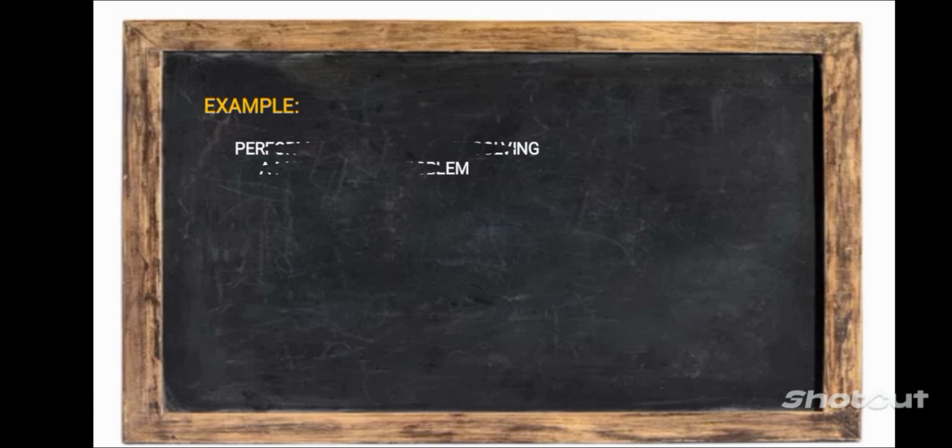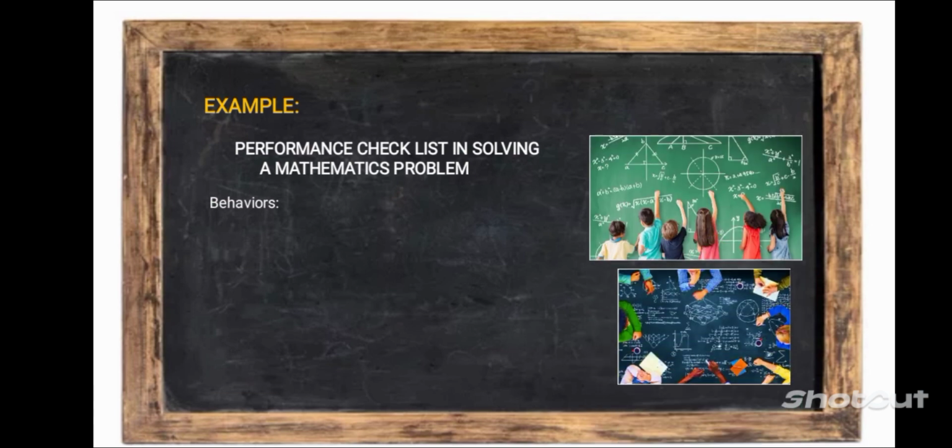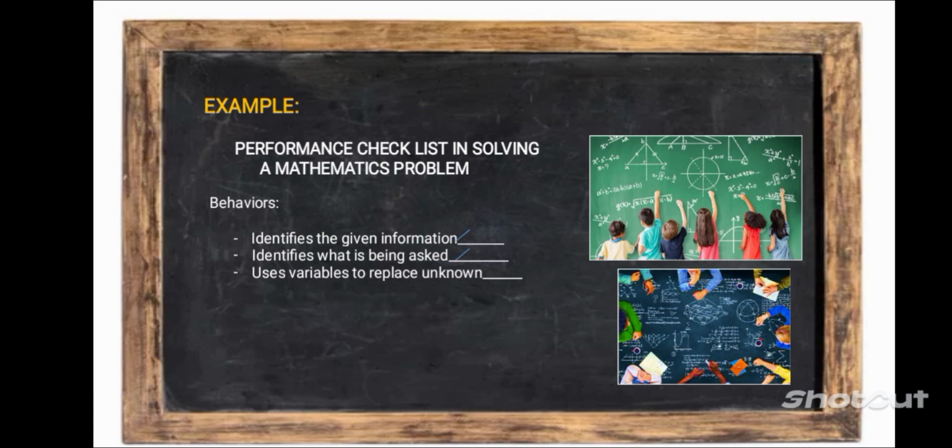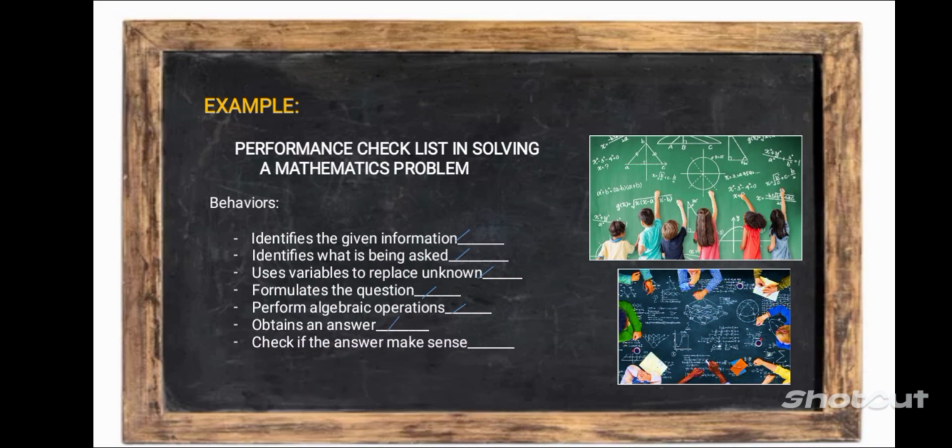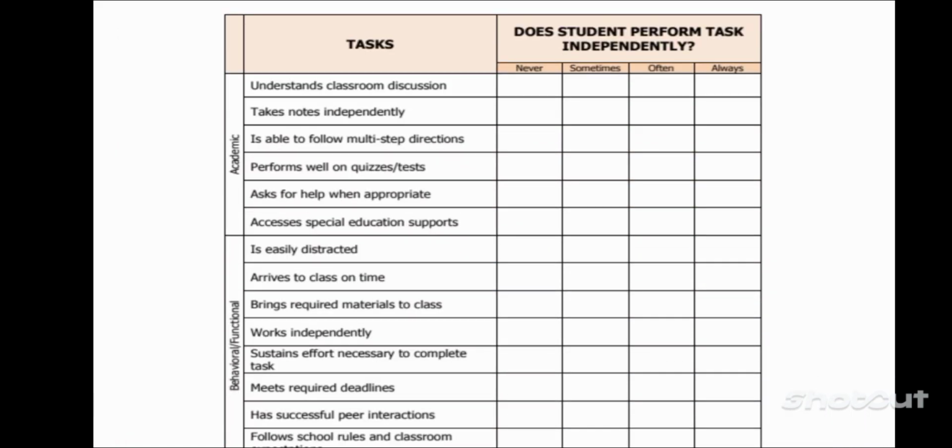An example of this is a performance checklist in solving a mathematics problem. The behaviors are: the student identifies the given information, identifies what is being asked, uses variables to replace a known, formulates the equation, performs algebraic operations, obtains an answer, and checks if the answer makes sense. So, this is an example of a performance test. Here is the given example. So, this is one of the examples of a performance test.